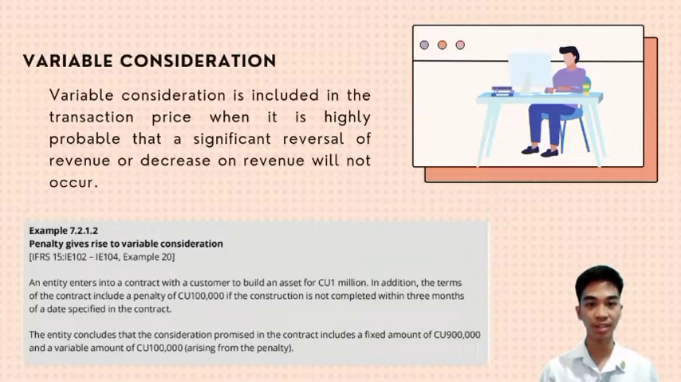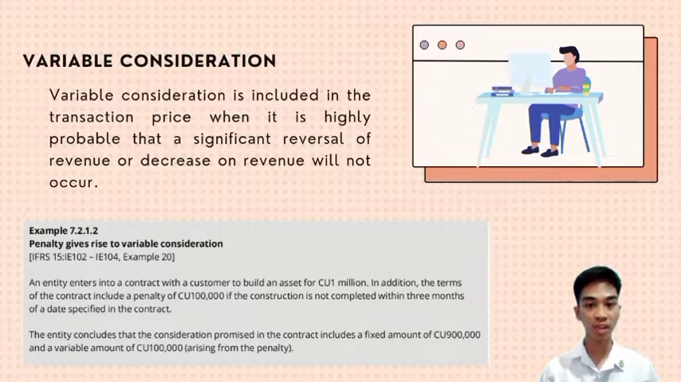Variable consideration. Variable consideration is included in the transaction price when it is highly probable that a significant reversal of revenue, or decrease in revenue, will not occur. When there is a substantial probability that a significant revenue reversal or reduction will not occur, variable consideration is reflected in the transaction price. So, in determining the transaction price, you should consider the effects of the variable consideration.